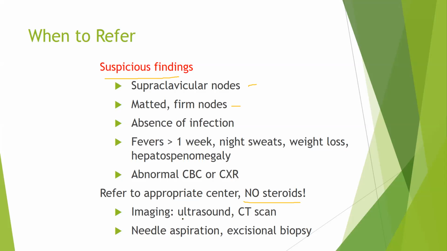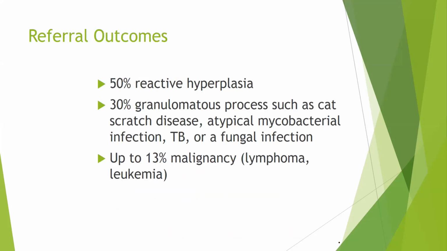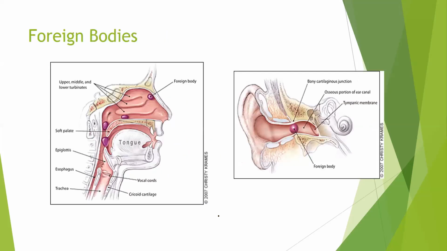Things that you can do include an ultrasound. I think that's where I usually start with kids. You can also do a CT, needle aspiration, or excisional biopsy, which are definitely more invasive tests. As for referral outcomes, 50% of these enlarged lymph nodes are just reactive hyperplasia. So we can give people some peace of mind and say, one out of two of these, nothing goes on with it. But 30% can be a granulomatous process, such as cat scratch, some sort of infectious process just lingering beneath the surface, a Mycobacterium infection or a fungal infection, and then 13% are a malignancy or a lymphoma.